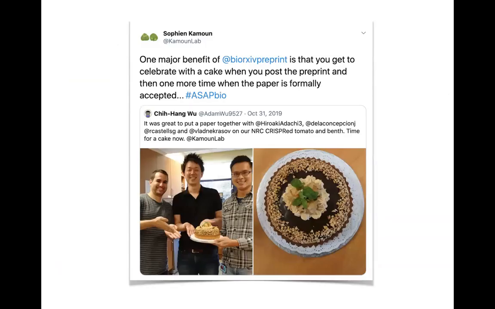Okay, so that's pretty much all I had, but there's one other benefit of posting your paper as a preprint: you can celebrate at that moment. When you finish the paper, you share it with everyone and it gives you an opportunity to celebrate. It doesn't prevent you from celebrating again when the paper is published, so then you get two celebrations. How about that? That's pretty good.